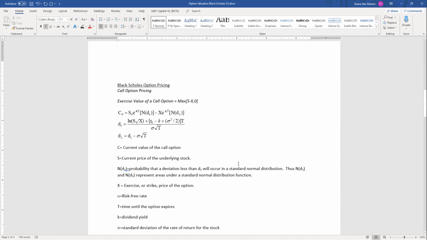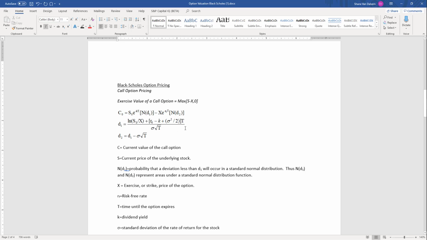D1 here is our probability for that, minus X, and then we're discounting back at the risk-free rate, multiplied by ND2. The way we calculate D1 is we take the natural log of the stock price divided by the exercise price, plus the risk-free rate minus the dividend yield plus the standard deviation of the stock returns squared divided by 2. So it's the variance divided by 2. And that argument there multiplied by the time in years to expiration. And then the denominator is sigma multiplied by the square root of time.